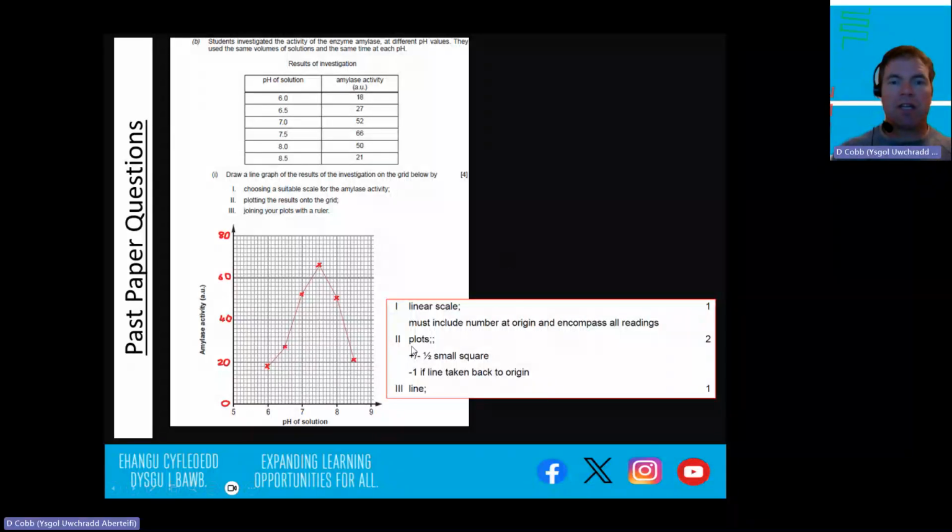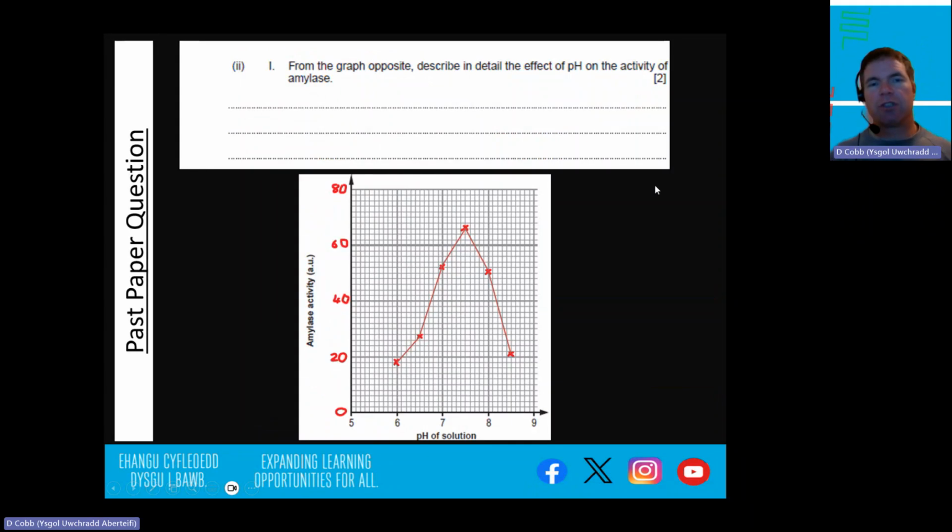And indeed, for pH 9, you can't join it down to 0. You don't know what's going to happen at pH 9. You don't have data for that, so you shouldn't do it. So that's quite an important thing to note when you're plotting graphs. Here's another question which carries on from that.